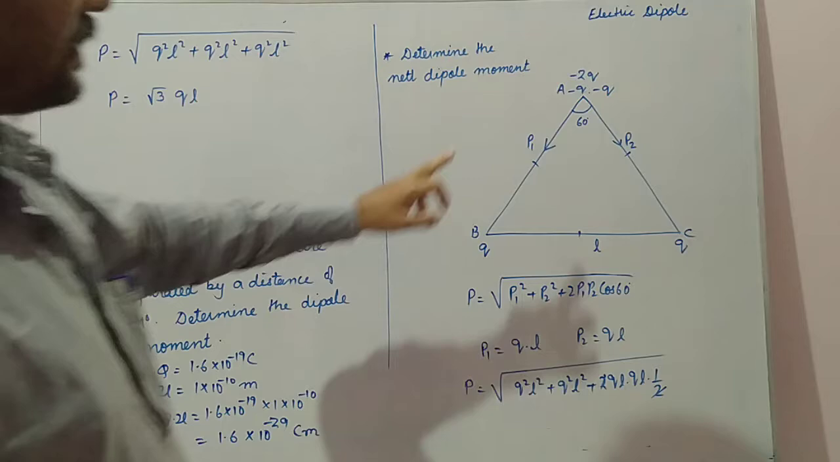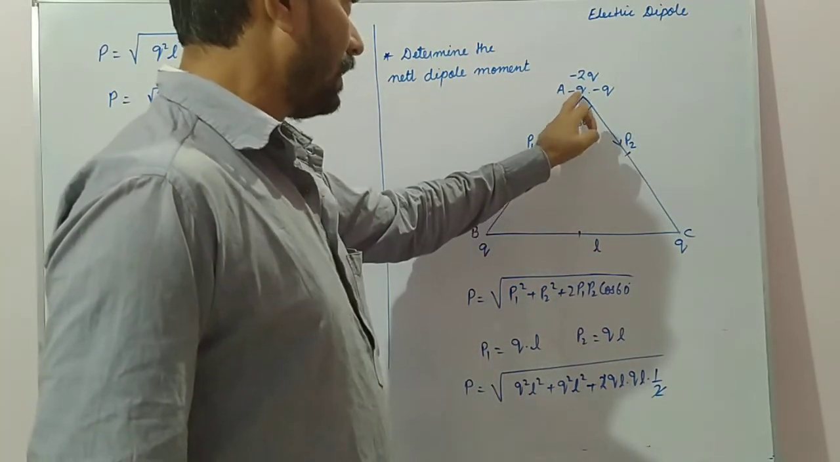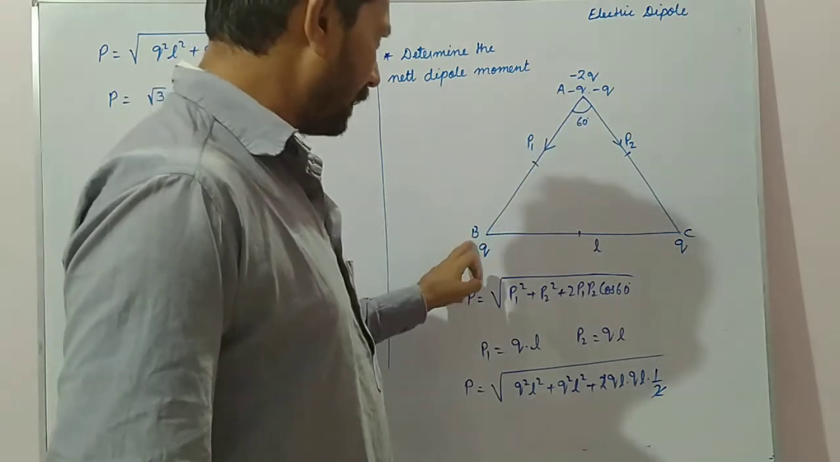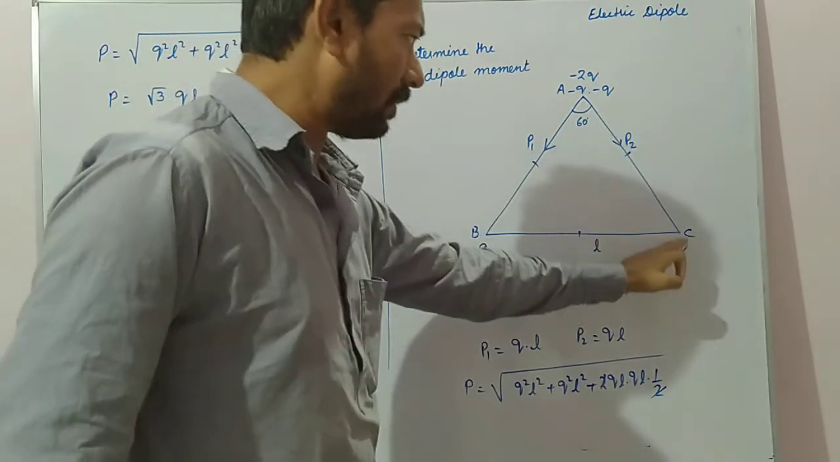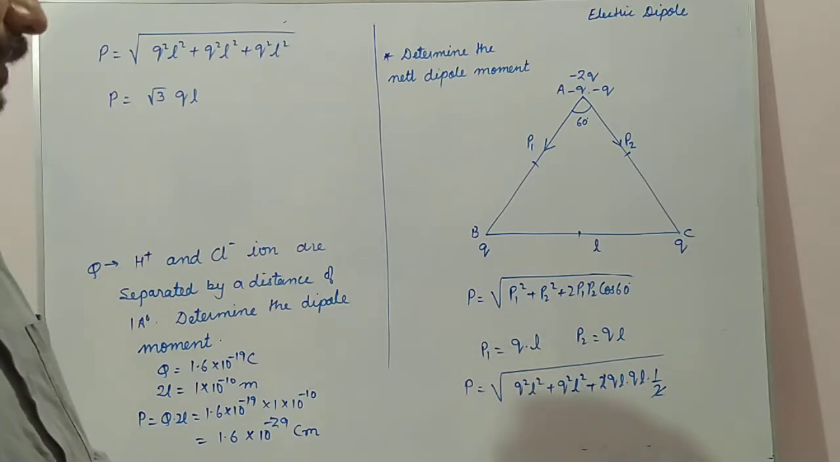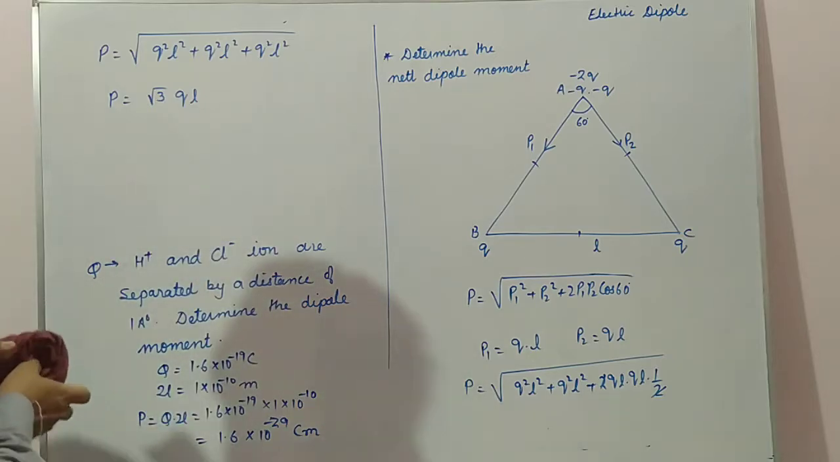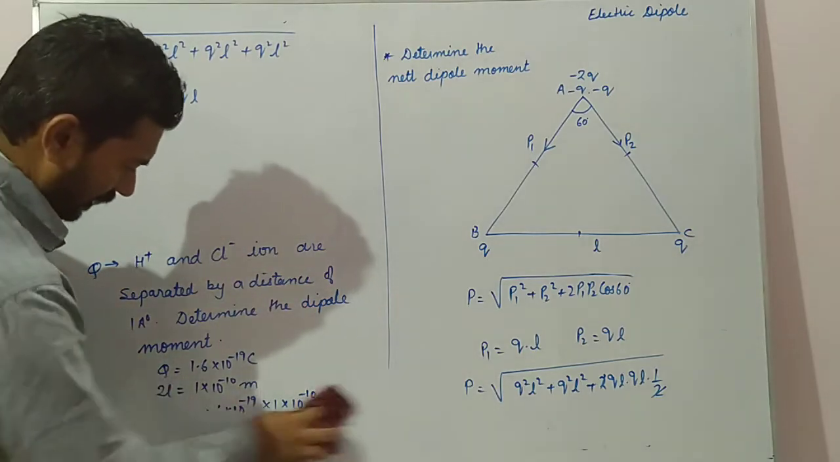Once more I am explaining: this is minus 2q charge, so we are dividing it into minus q and minus q. One will give dipole moment along B, the second one will give dipole moment along C. So P1 is q into L, P2 equals q into L, and this is the net dipole moment. Next we will come to electric field due to a dipole.